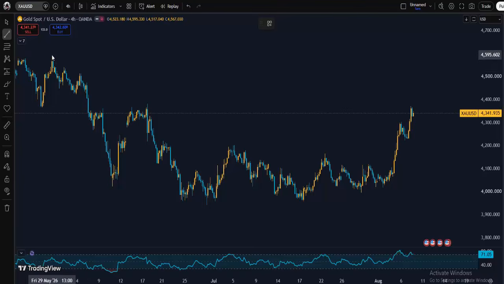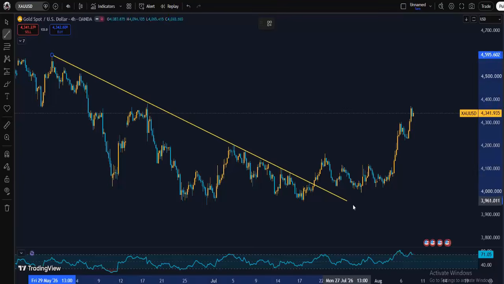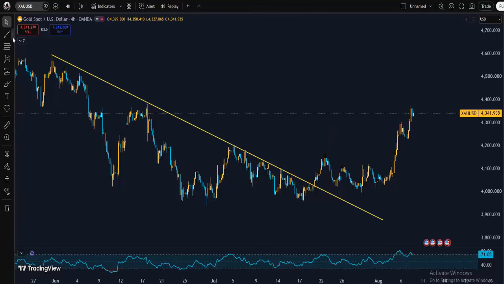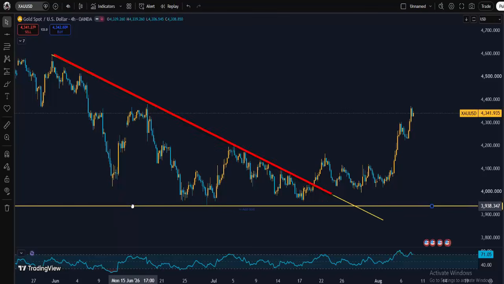Welcome back, everyone. Today, we are taking a detailed look at gold on the H4 time frame, and the current market structure is giving us some very important signals. Okay, let's start with the bearish descending trend line.